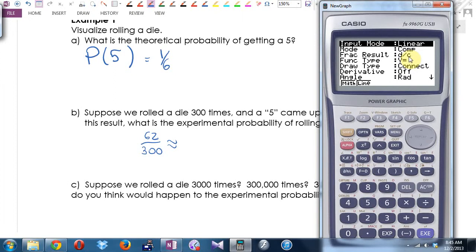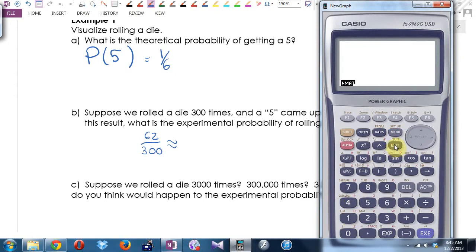Does it? Yeah? What that's saying is, if I get a fraction, do you want me to display it as an improper fraction or not? I like things as improper fractions. It's easier to understand. So go back, exit to get out of this. You have a fraction button. Any of you know where your fraction button is? It's this A B over C button right above the 7. If you type 62, fraction button, 300, and hit enter or execute, it'll reduce to lowest terms for you.